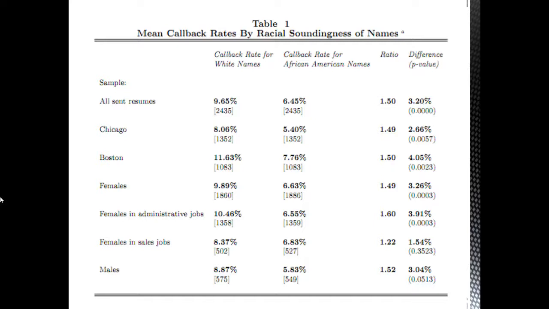So in administrative jobs, white applicants get a callback 60% more often than African-American applicants, according to their name. And what about females in sales jobs? Well, that is a little better, but there's still some kind of difference. That difference begins to diminish in statistical significance, but it is still substantively favoring white names as opposed to African-American names. This is, in other words, occurring across multiple job types.